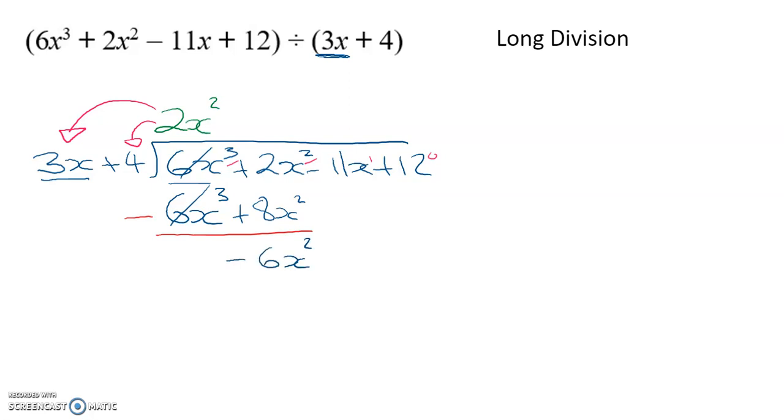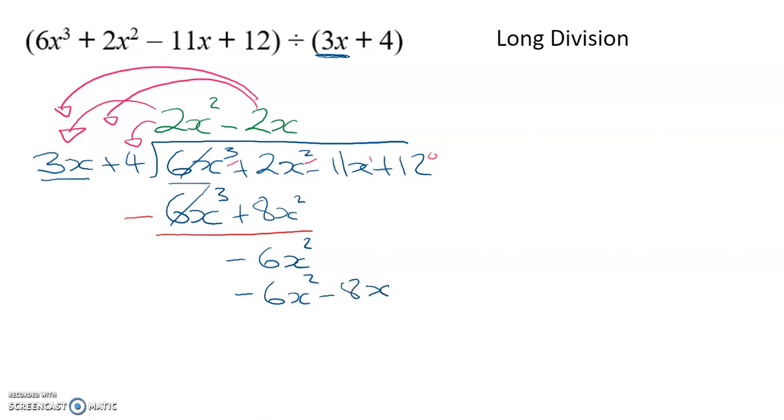And repeat: how many 3x's go into negative 6x squared? And that is negative 2x. And then we need to multiply out. So negative 2x times 3x is negative 6x squared. Negative 2x times 4 is negative 8x. And we need to subtract.